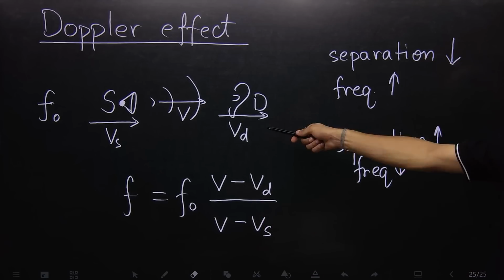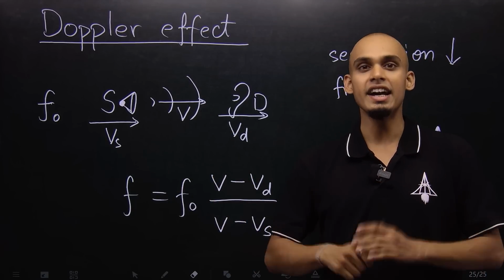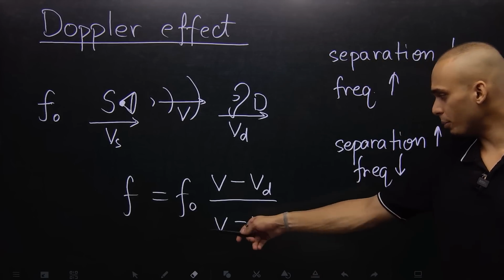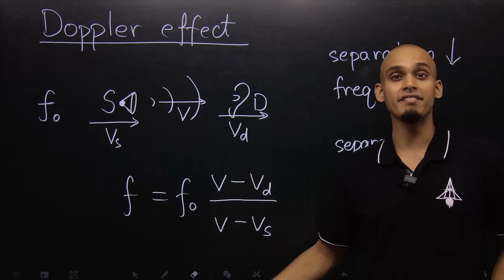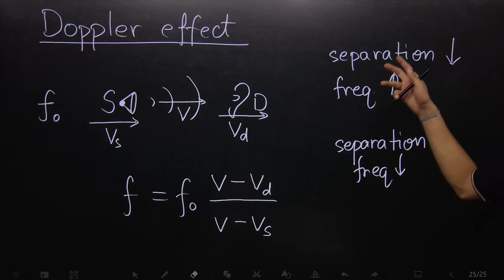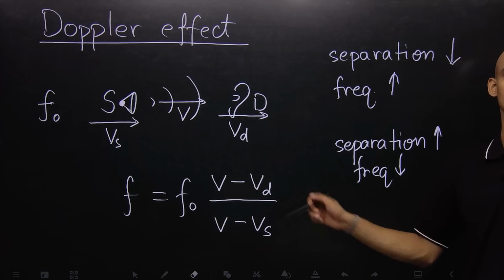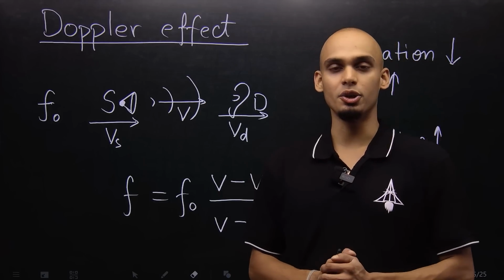And if the source is moving towards the detector, then separation will be decreasing, and hence this motion will try to increase the frequency, hence the denominator should be smaller and we will get minus of velocity of source in the denominator. Again, if you can remember this formula as it is, very, very good. If you can't, remember just these two concepts and the fact that detector speed is always in the numerator and source speed is always in the denominator. That is it for the waves chapter.